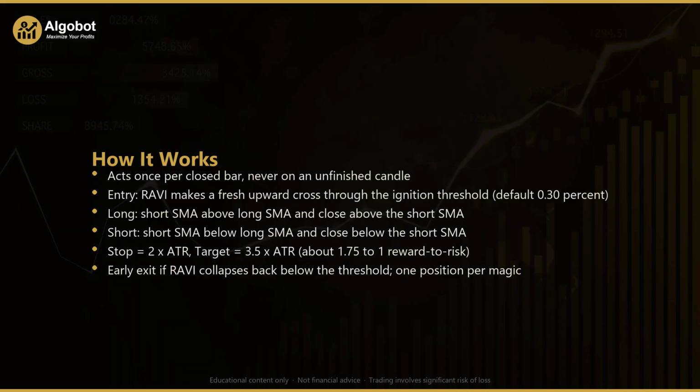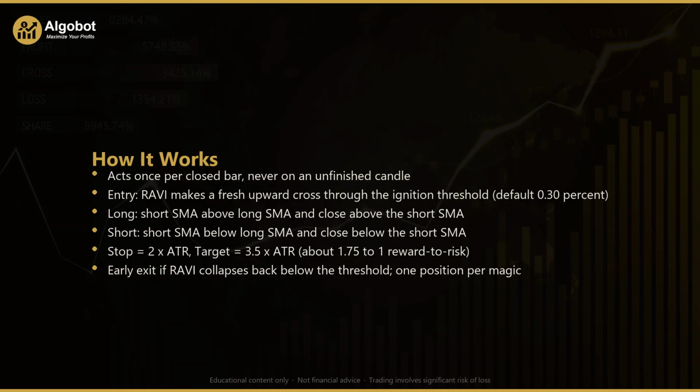The entry condition is what the strategy calls an ignition. RAVI was at or below the ignition threshold on the prior bar, and it is now above the threshold on the just closed bar. The default threshold is 0.30%. Because foreign exchange price ratios sit close to 1, that threshold is a small fraction of a percent rather than the 3% Shand originally used on equity indices. If RAVI does not make that fresh upward cross, the expert advisor simply waits.